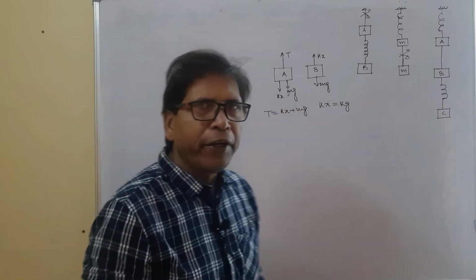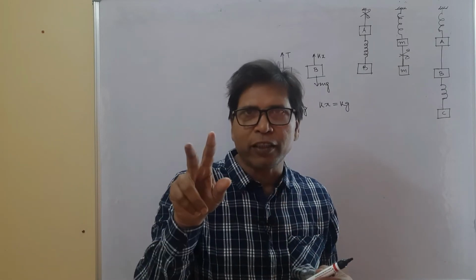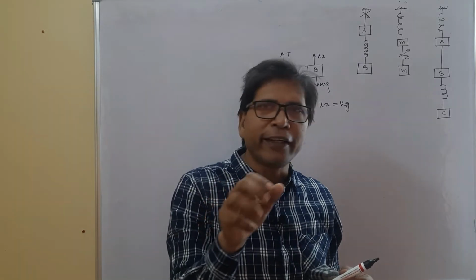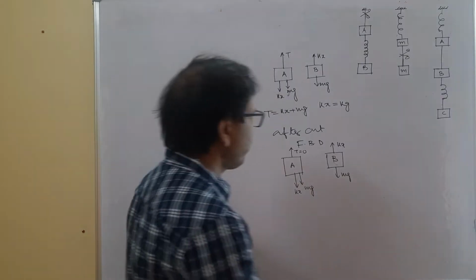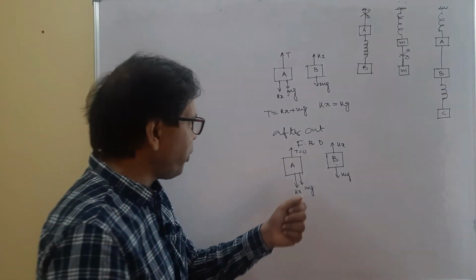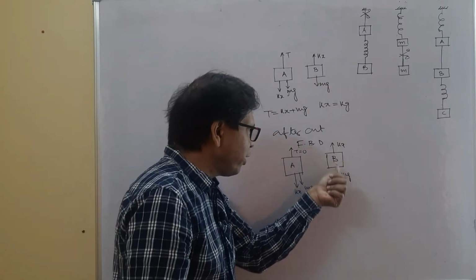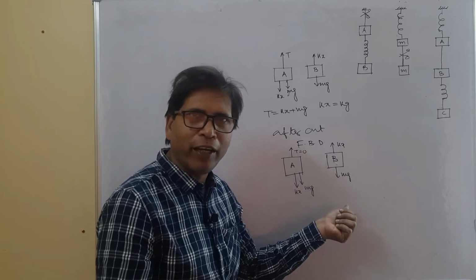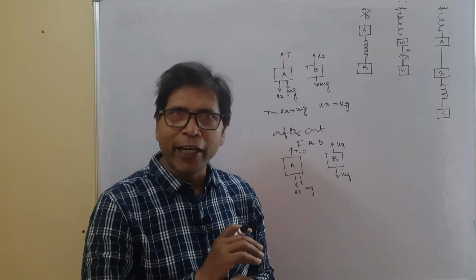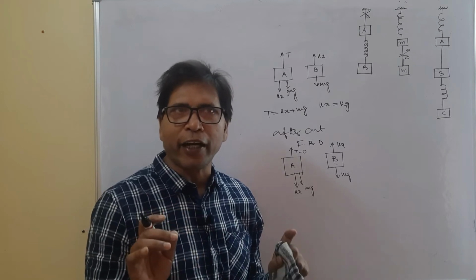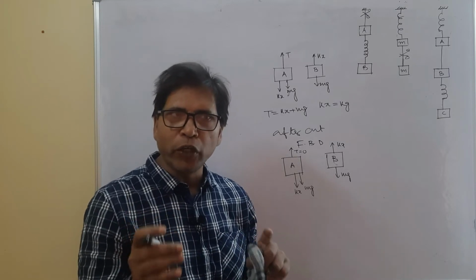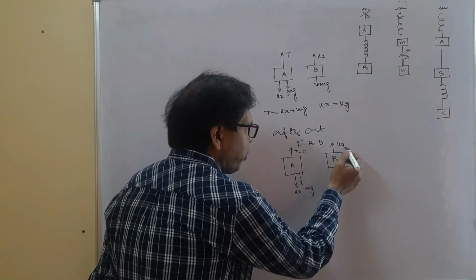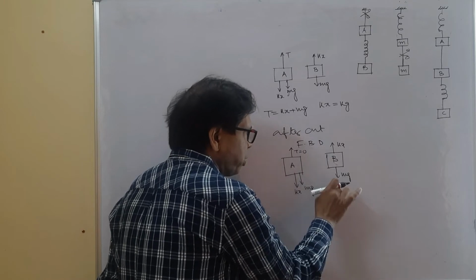Okay, when the string is cut, the force in the spring does not change instantly. After the cut, the free body diagram for B has upward force kx and downward force mg. Because the spring does not respond instantly when the string is cut; the spring takes some time to respond. So at the time of cutting, the free body diagram for B has kx upward and mg downward.